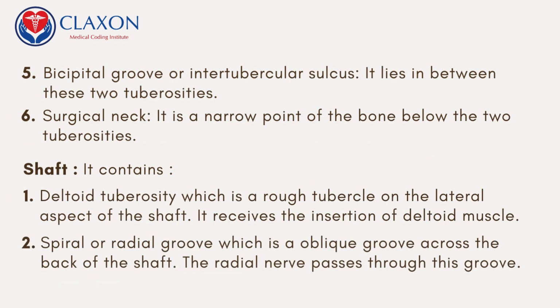5. Bicipital groove or intertubercular sulcus, it lies in between these 2 tuberosities. 6. Surgical neck, it is a narrow point of the bone below the 2 tuberosities. Shaft, it contains: 1. Deltoid tuberosity which is a rough tubercle on the lateral aspect of the shaft. It receives the insertion of deltoid muscle. 2. Spiral or radial groove which is an oblique groove across the back of the shaft. The radial nerve passes through this groove.